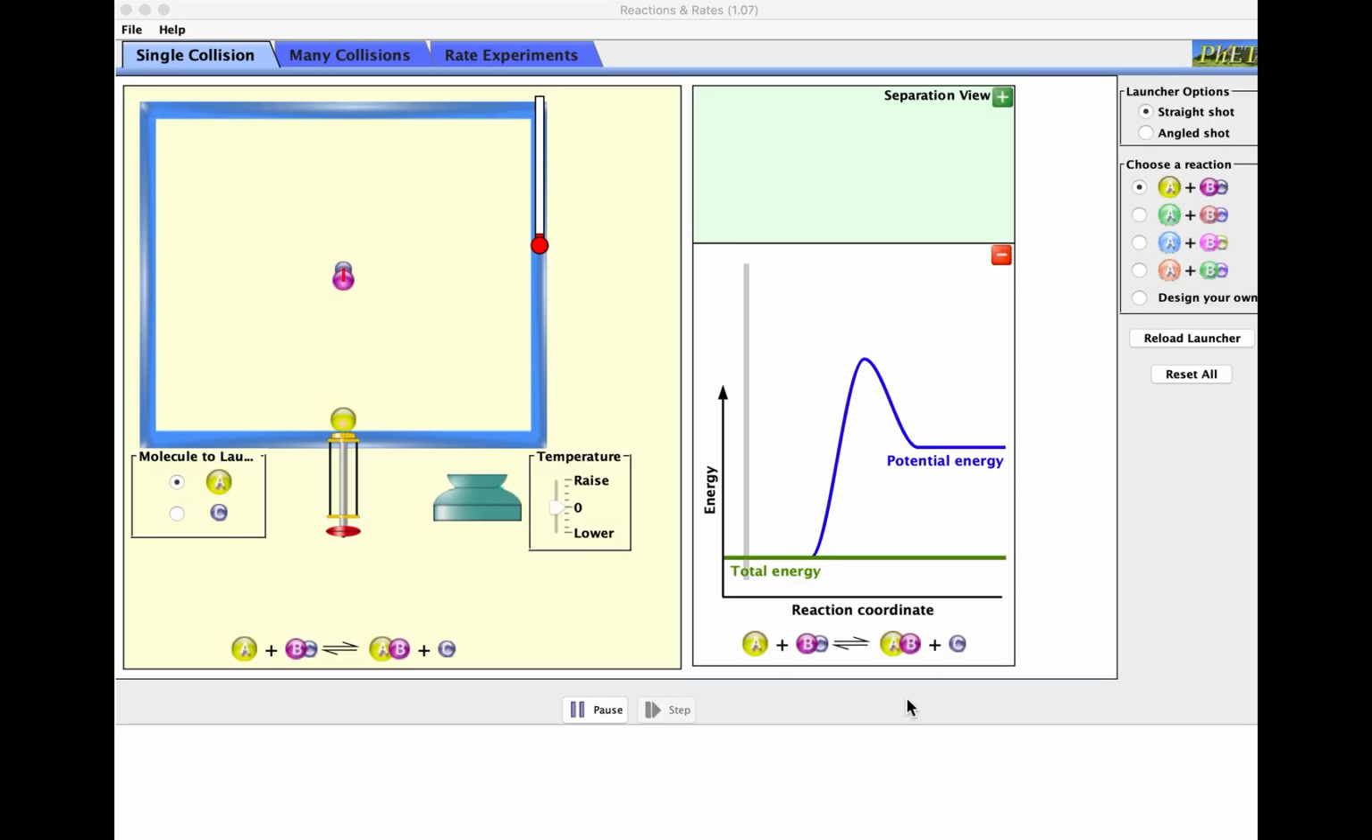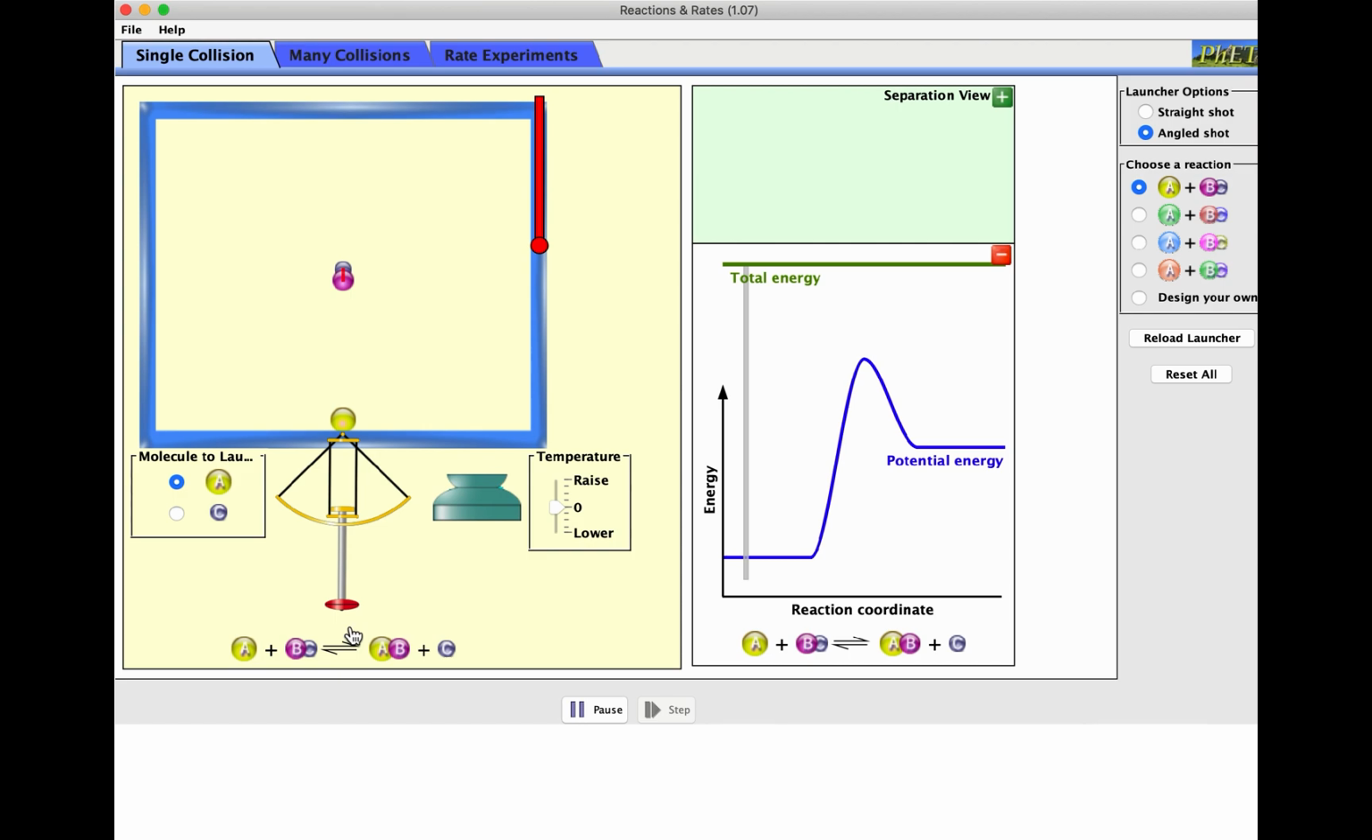Let's explore that. We're going to take an angled shot. We're going to have plenty of kinetic energy. Okay, I see collisions taking place. Just grazed it right there. Let's see if we can have another collision take place.